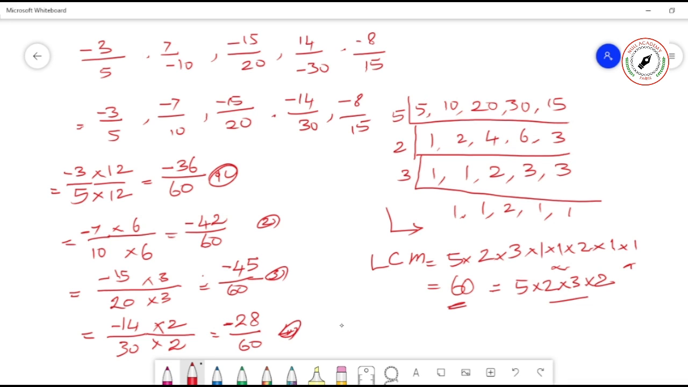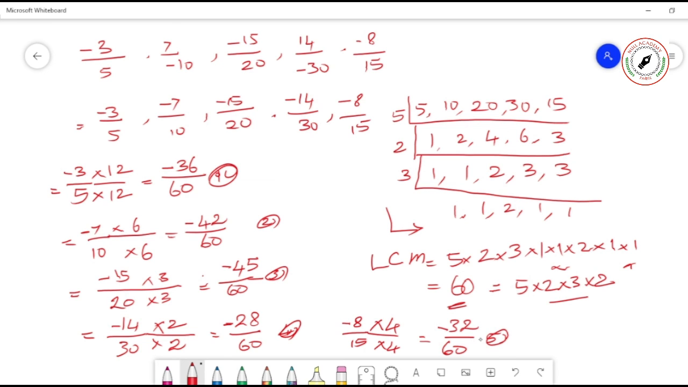We will try the fifth one here. What is it? Minus 8 by 15. You need 60. How many times? 15 4s are 60. Here also 4. What is it? 8 4s are 32. Right?